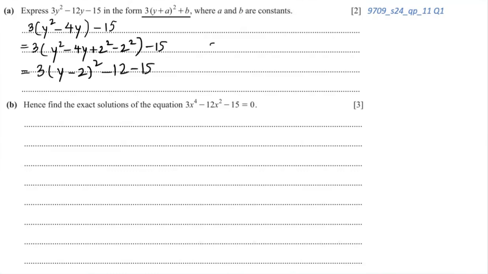So the final answer is going to be 3 (y minus 2) squared minus 27. Whichever way you have learned, this is going to be your final answer, right?